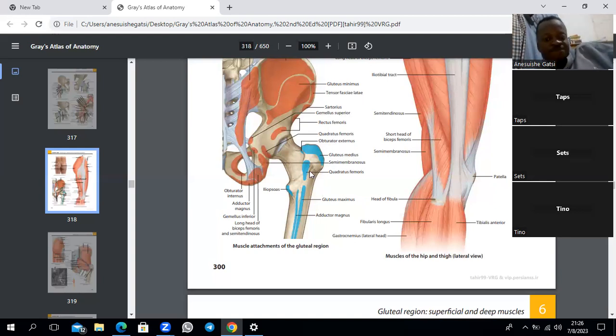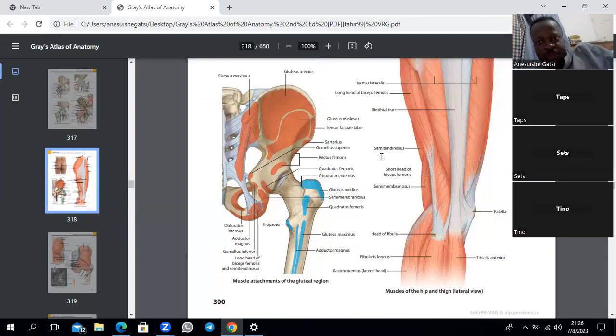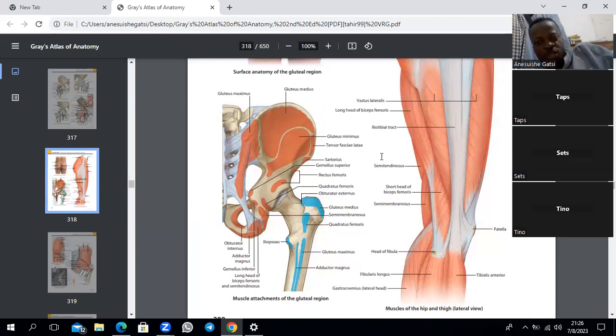Then the other muscle that I want to show you. So let me show you these ones. So I've shown you this picture. Let me scroll up.